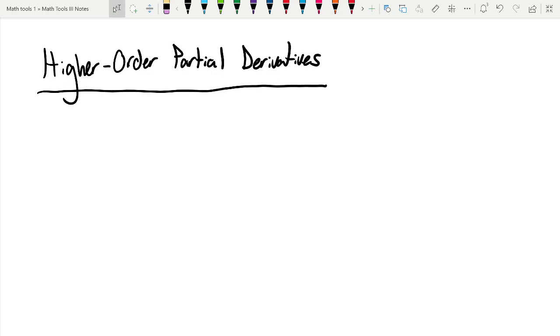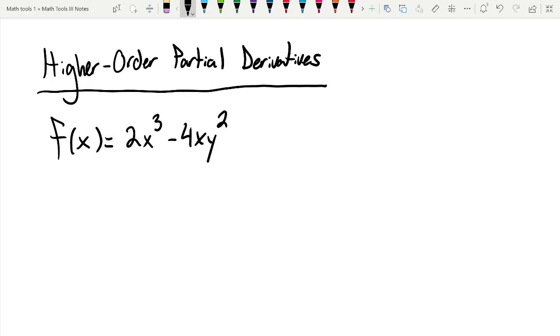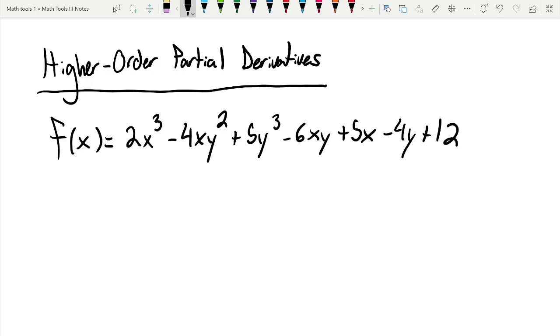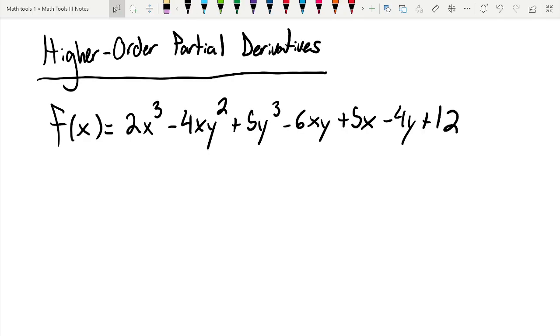So let's look at an example function. I don't remember if we already used this one or if this is a new one, but let's look at 2x cubed minus 4xy squared plus 5y cubed minus 6xy plus 5x minus 4y plus 12. So pretty well-behaved function, right? It's going to be a continuous function. It's basically like a polynomial kind of function. Nothing really weird going on with denominators or roots or anything like that.